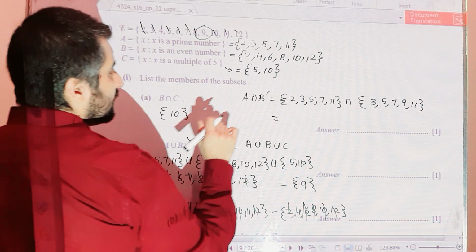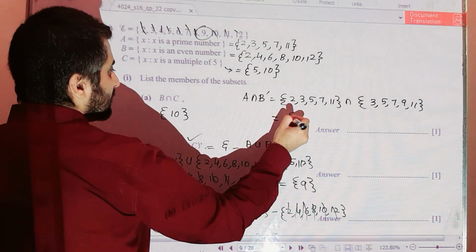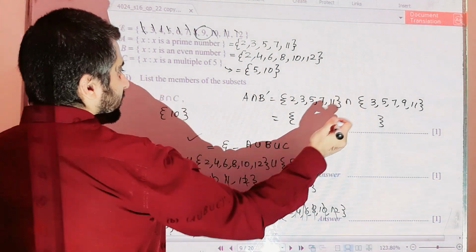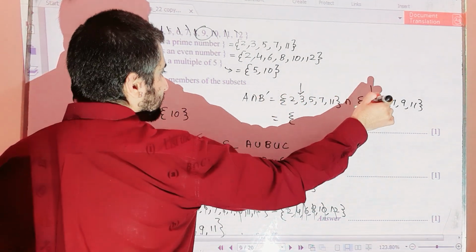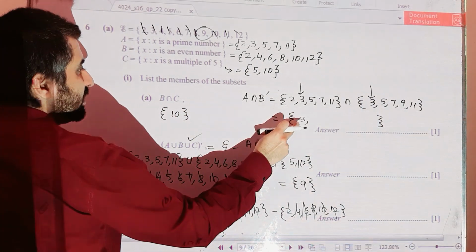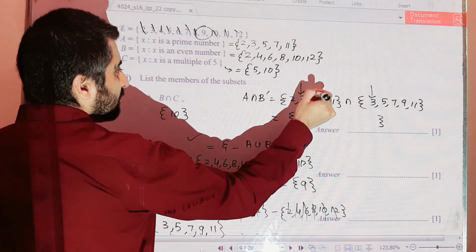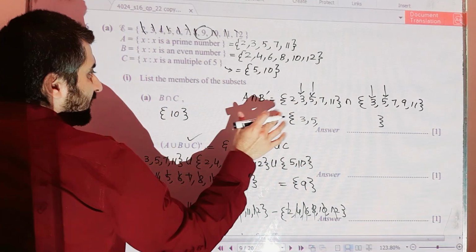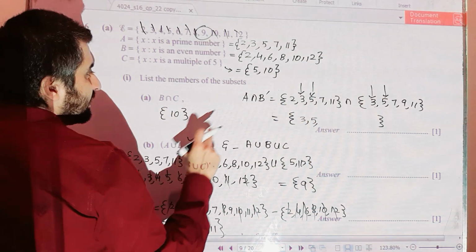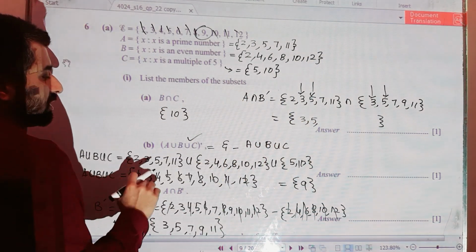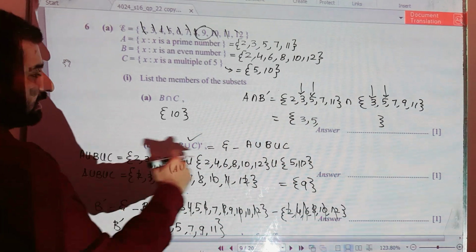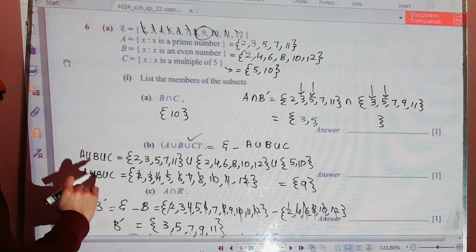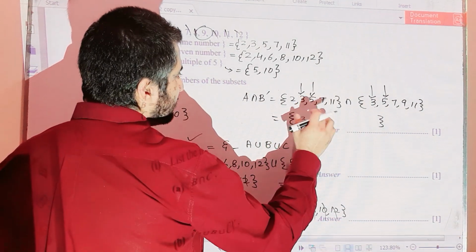Now the intersection means you need to just write those elements which are present in both of them, over here as well as over here. 3 is present in both of the sets, you just need to write it only once. Then we have 5 over here as well as over here. You need to write those elements which are present in both of the sets in the intersection case, while in union you just need to write the element which is present in any of the sets. It need not be present in all of them in case of union, whereas in case of intersection the element should be present in both of the sets.